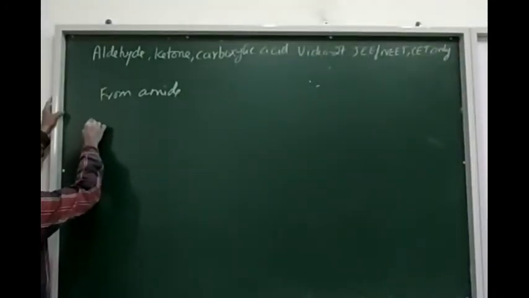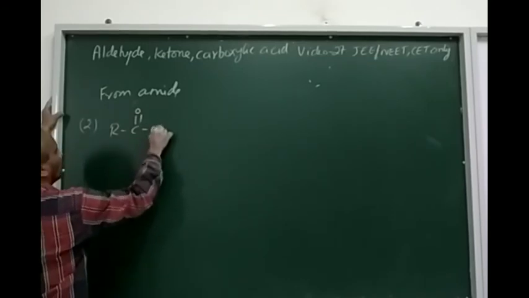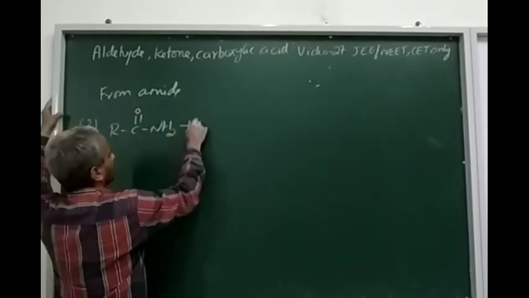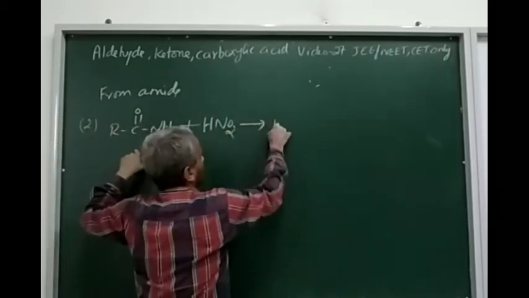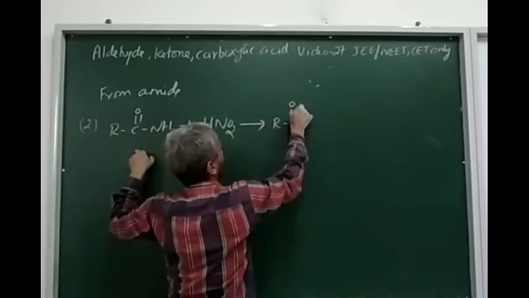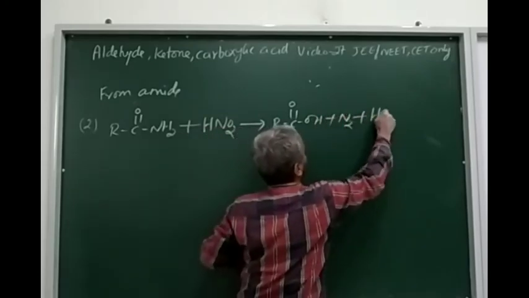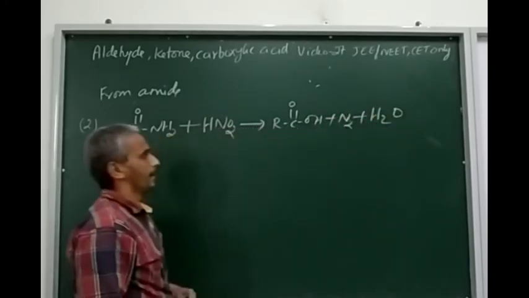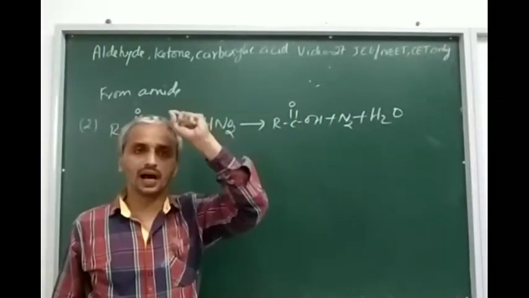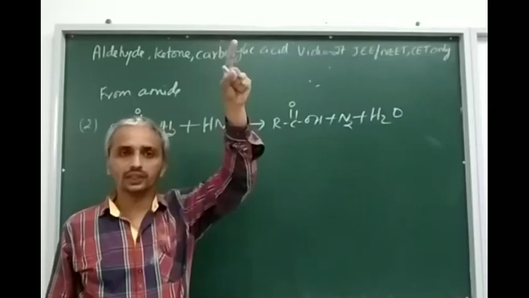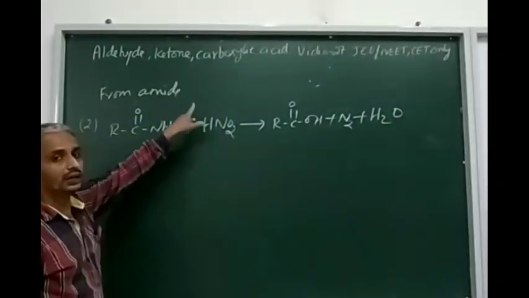Second method from amide only: RCONH2 treated with nitrous acid, HNO2. So I am going to get RCOOH, nitrogen and the water molecule. Preparation of carboxylic acid from the amide using the water is there for the annual exam also, whereas this is there only for competitive exams.